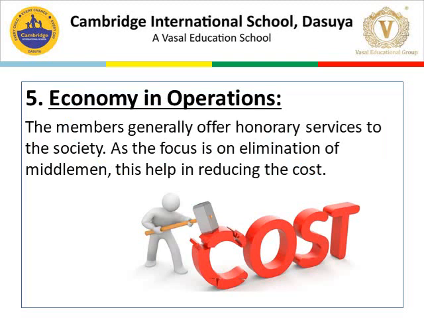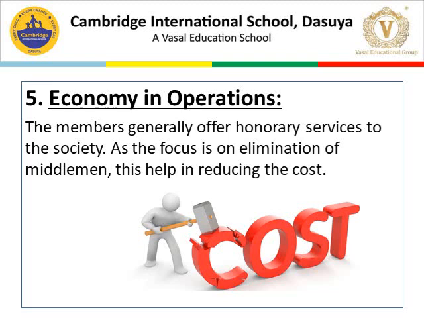Number five is economy in operations. Economy in operations means reduction in the cost of production. The members generally offer honorary services to the society. Honorary services mean the services which are given as a volunteer in the organization. So whenever members give volunteer services to the organization, it will definitely reduce the cost of production because they are not expecting any amount against those services. As the focus is on elimination of middlemen, this helps in the reduction of cost of production.